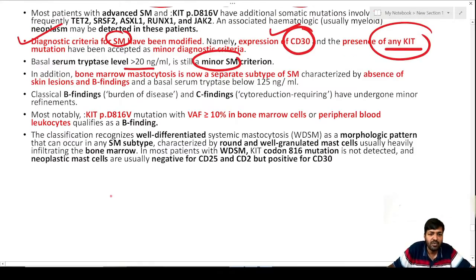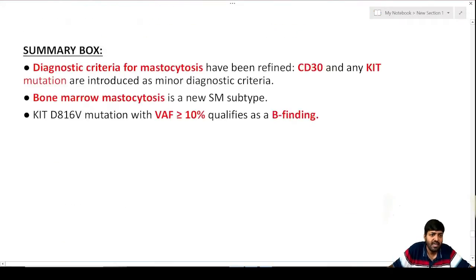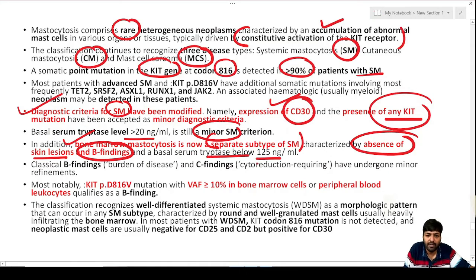Not only that, if you look at the classification over here, the major classifications are the same for cutaneous mastocytosis, the same entity. But in systemic mastocytosis, a new entity has been introduced, bone marrow mastocytosis. This is the new entity that wasn't there previously. So in addition, bone marrow mastocytosis is now a separate subtype of SM, which is characterized by the absence of skin lesions and B findings and a basal serum tryptase level below 125 nanogram per ml.